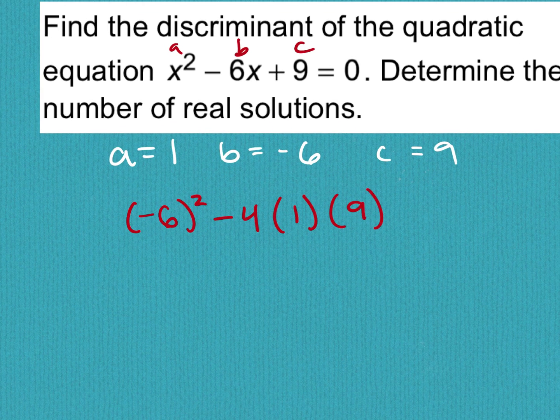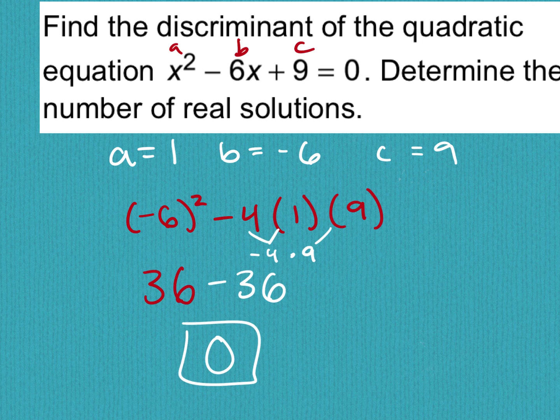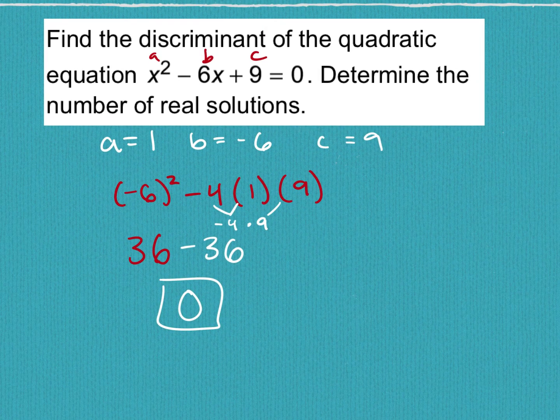What do I do next? What's negative 6 squared? 36. Negative 6 times negative 6 is positive 36. Next, we have negative 4 times 1. So it would be negative 4. And then negative 4 times 9. What's negative 4 times 9? 36. So you have 36 minus 36. 0. So our discriminant is 0. How many real solutions do we have when our discriminant is 0? 1 real solution.